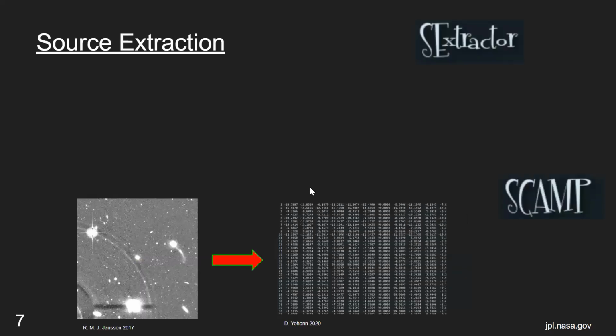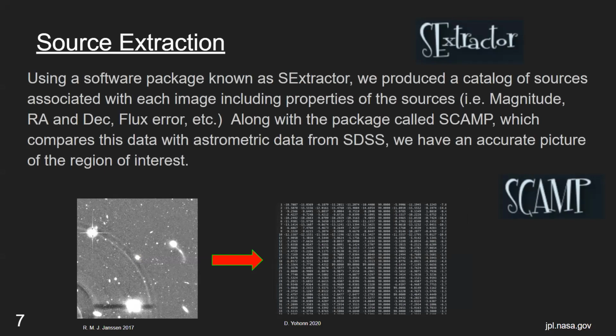All right, so source extraction. This is basically getting a catalog of data from the image itself. Using a software package known as SExtractor, a combination of source extractor, we produced a catalog of sources associated with each image, including properties of the sources, such as magnitude, RA and declination, which is basically the angular position in the sky, and the flux error.